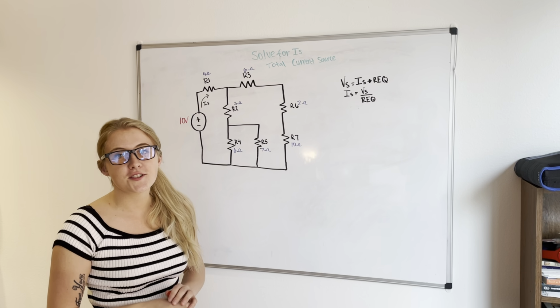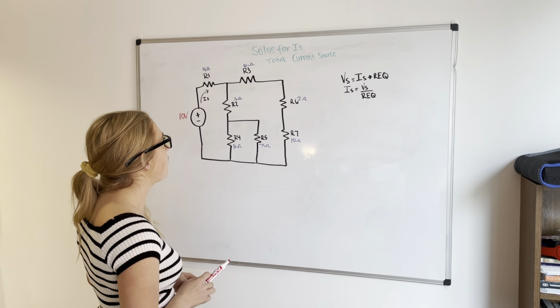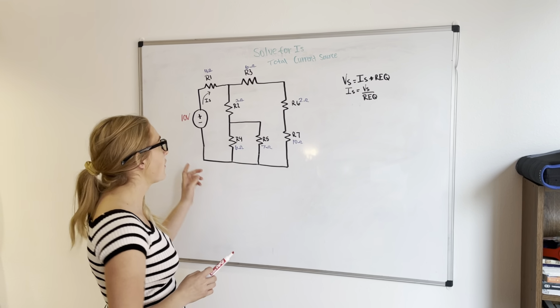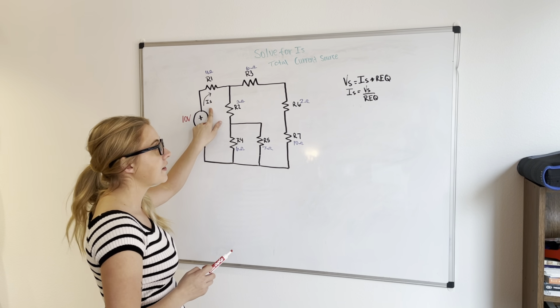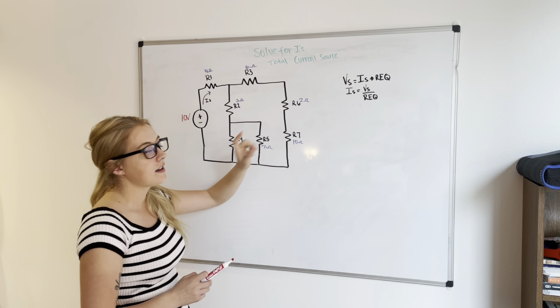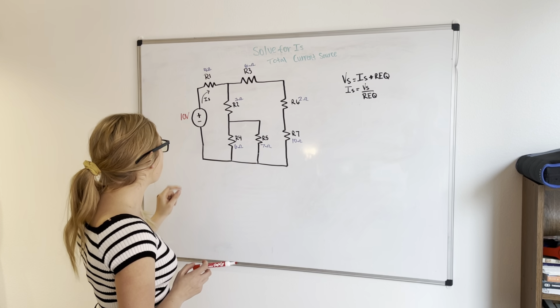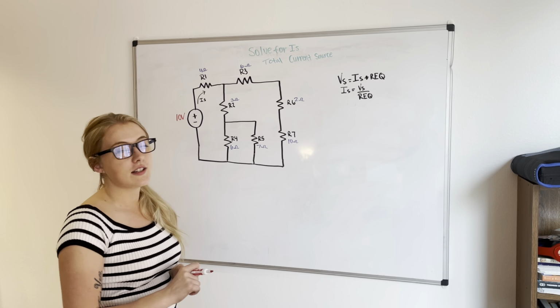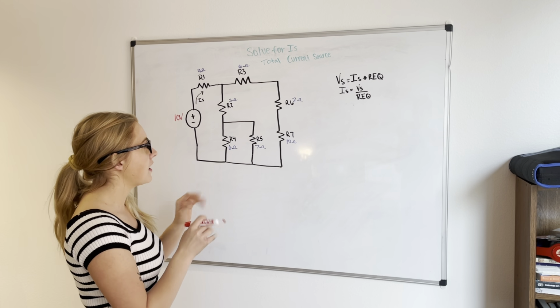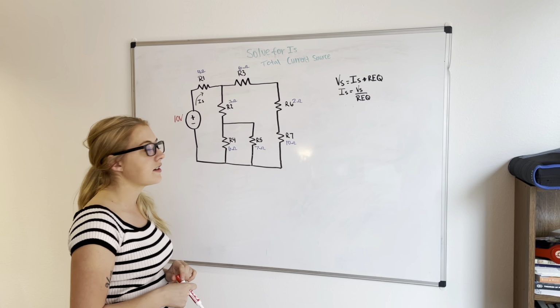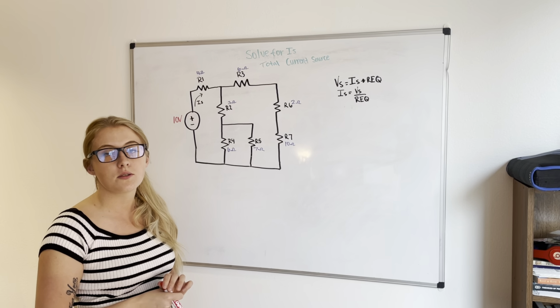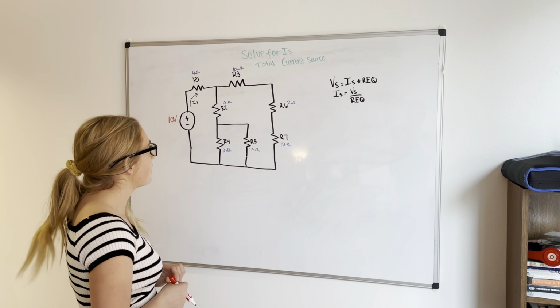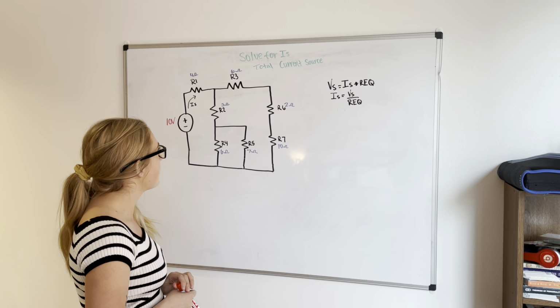Hey guys, so today we are going to be solving for the total amperage throughout the circuit. So we are solving for IS, and IS is going to equal our voltage source, 10 volts, divided by our REQ. So now you see we have a bunch of parallel and series resistors together, so we need to break down the circuit into our REQ, so our total resistance.